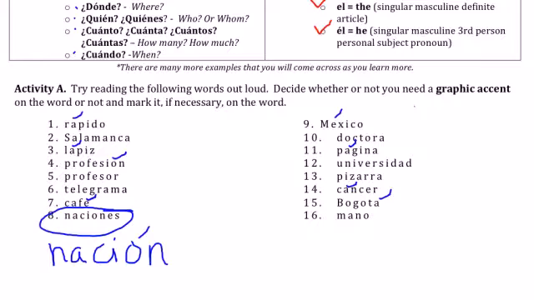Hopefully this will give you an idea as to how we use accents, and also impart to you that graphic accents especially are extremely important when you are writing Spanish, and can change the meaning, and you can also change the pronunciation. So keep this in mind.